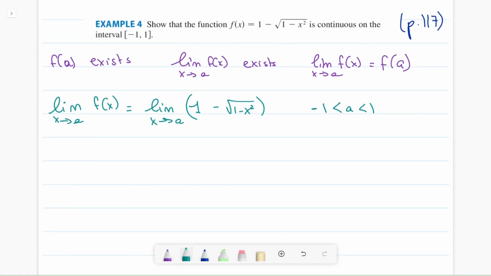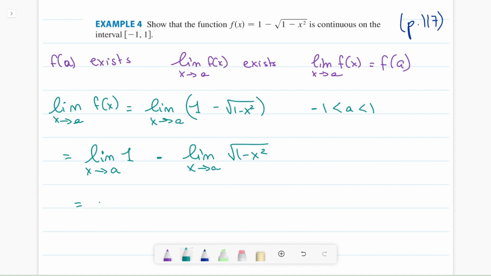So, as usual, what we do with limits is we can separate them using limit laws. Since we have a minus here, we can do the limit of 1 as x approaches a minus the limit of the square root of 1 minus x squared as x approaches a. So let's compute each of these limits.